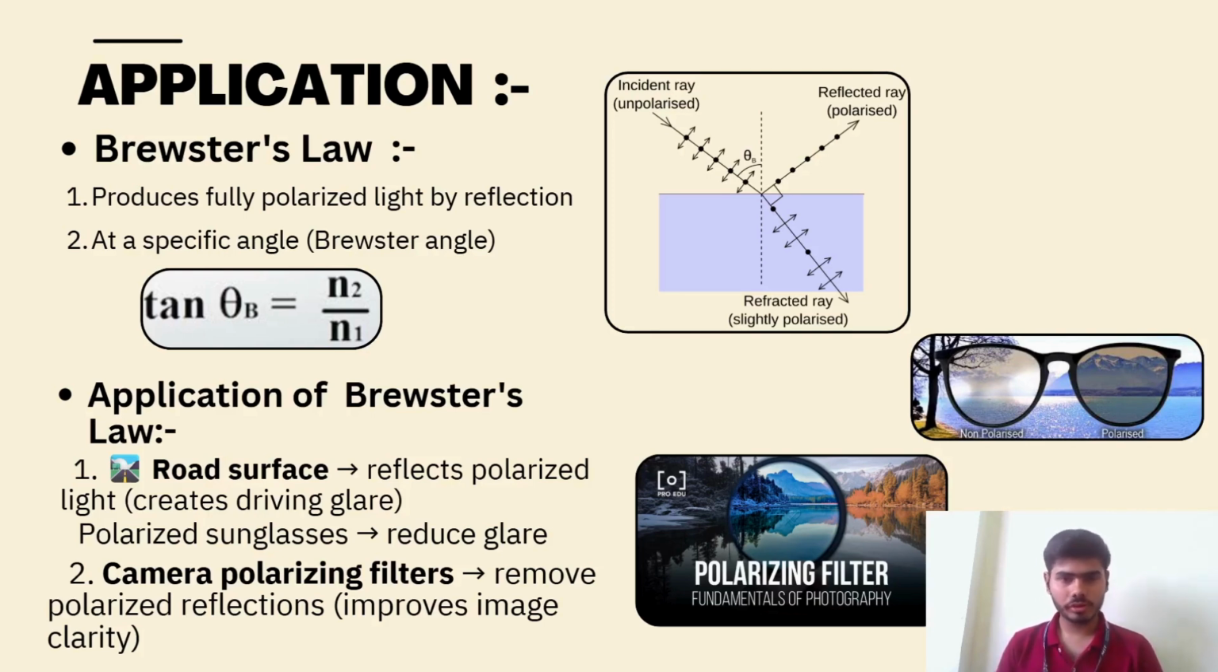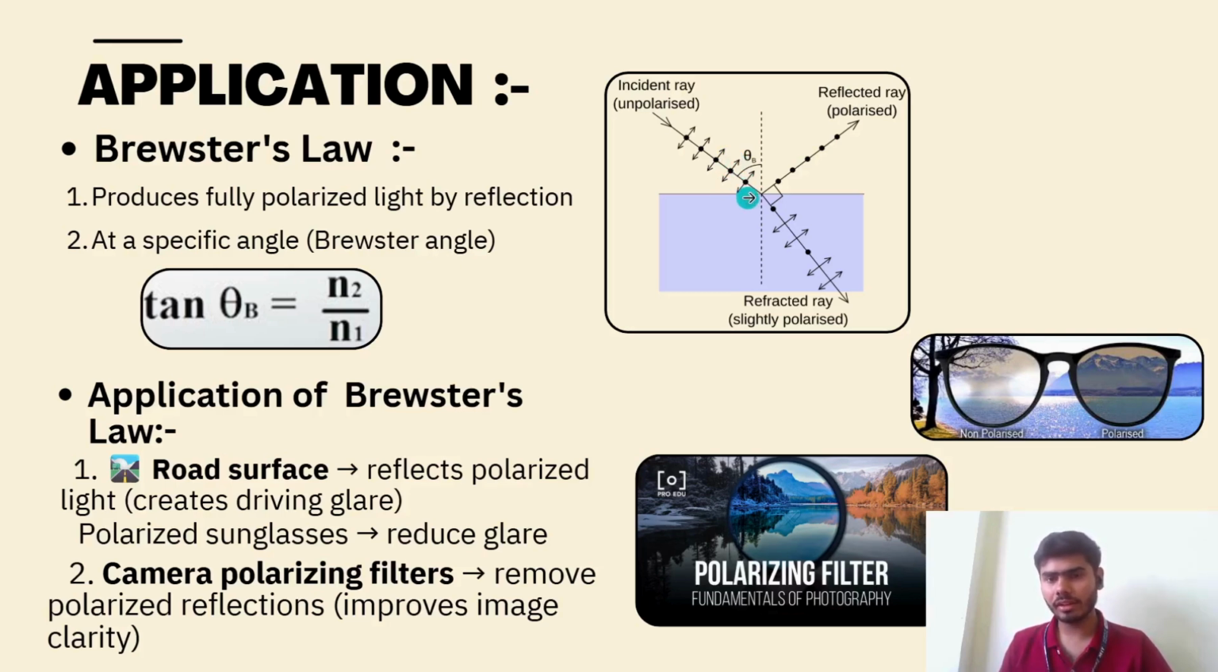The first law is Brewster's law. What does Brewster's law tell us? If you see the diagram here, unpolarized light coming from the medium of air, N1, hits the surface. When it hits the surface at an angle of theta b, this angle has to be maintained. This angle is called Brewster's angle.